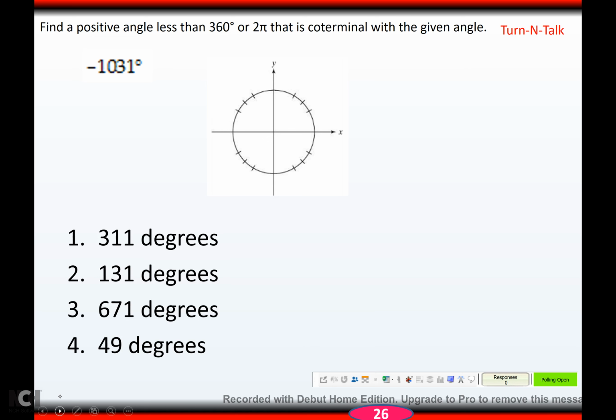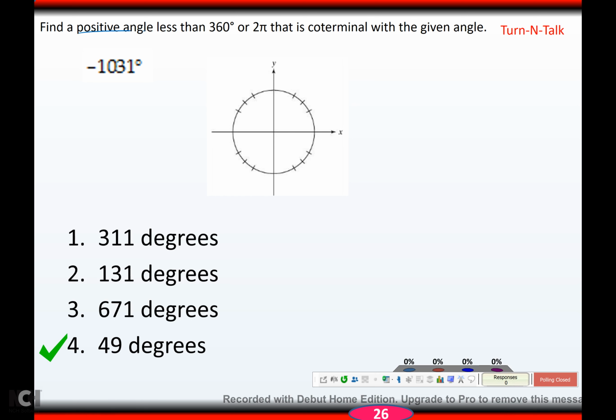Alright, so you draw, or you don't even have to draw this. They just want you to find a positive angle less than 360 or 2 pi that is coterminal with the given angle. So hit pause, come back when you're ready, and hopefully you got 49 degrees.